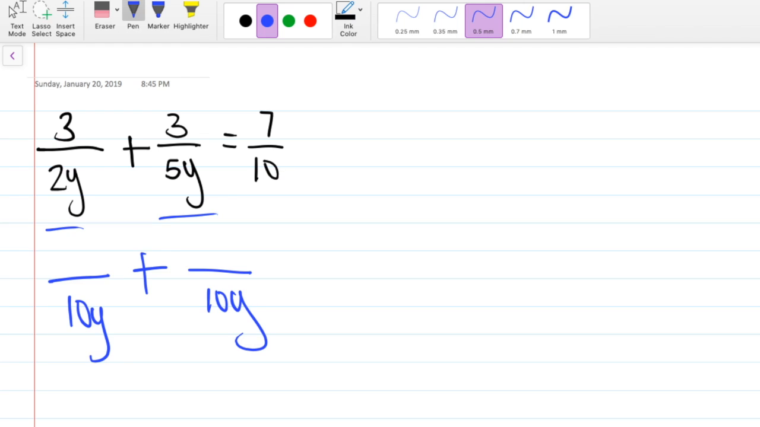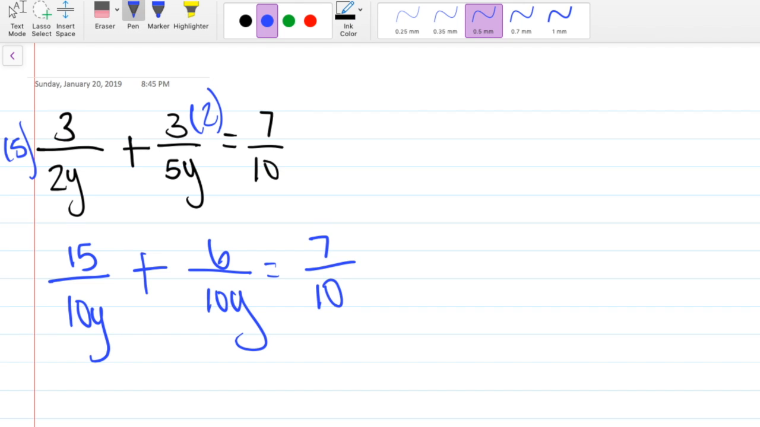10y. Okay, so how did I go from 2 to 10? I just had to multiply by 5. So whatever I do to the denominator, I'm going to do to the numerator as well. 15, and then from 5 to 10, I had to multiply by 2, so same thing, gives us 6. All right, and let me just get rid of that so it's not so messy. And we can keep the 7 over 10. Fortunately, this one already had a denominator of 10, so we don't need to change anything else.